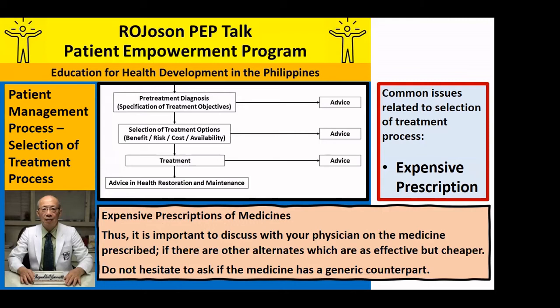Thus, it is important to discuss with your physician on the medicine prescribed, if there are alternatives or other options, other drugs which are as effective but cheaper. And do not hesitate to ask if the medicine has a generic counterpart.